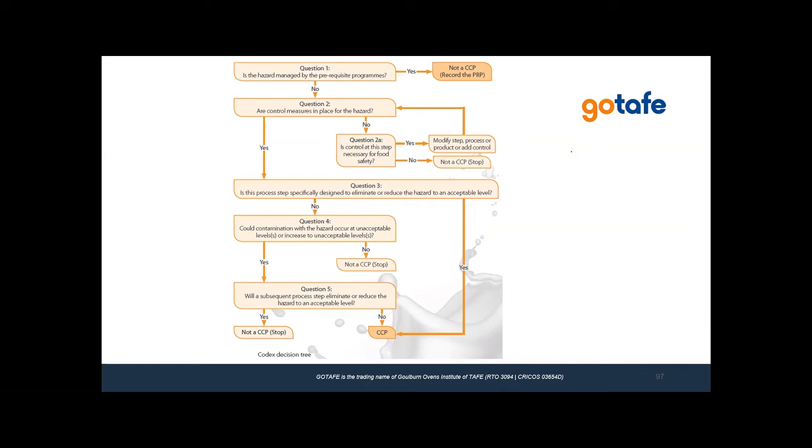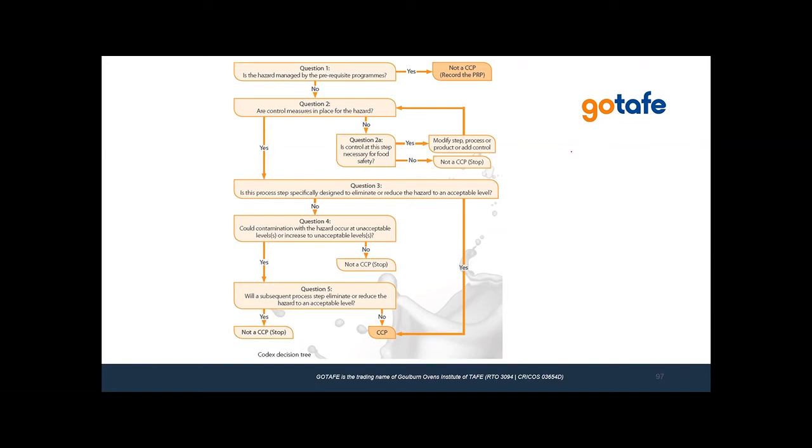The next question would be, are control measures in place for those hazards? Okay. So if you have put any control measures in place already in the flow diagram to remove the hazard or to manage the hazard, and the answer is yes, you go to question 3, right? And if the answer is no, you have to ask again, is the control at this step necessary for food safety? Okay, if no, it's not going to be a critical control point.